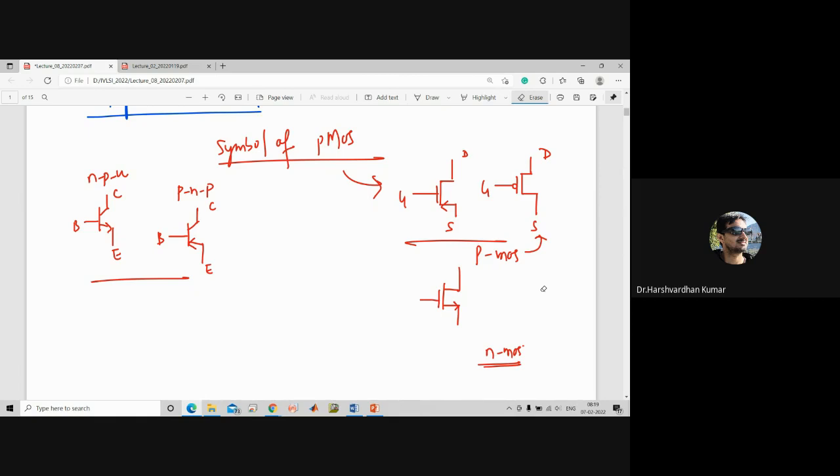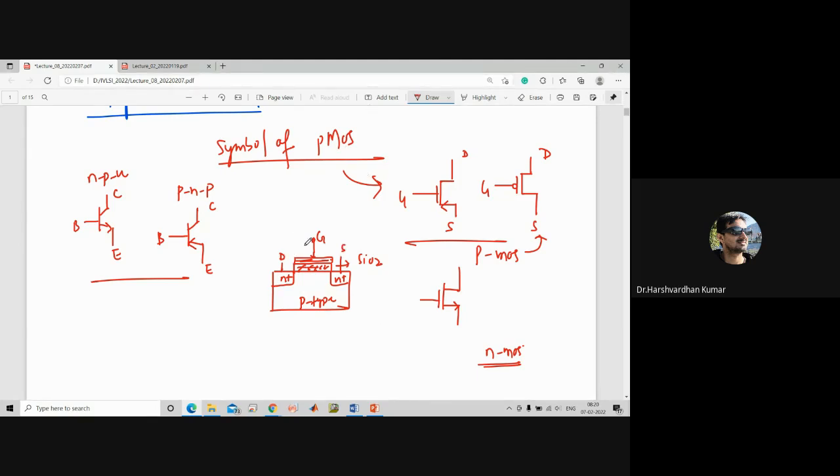If you remember the device structure, let us draw the structure once again. N plus, P type substrate. This is the insulator, meaning the SiO2 layer. And here on the top, there is a metallic contact, that is the gate. And here, drain. And let us say this is the source.